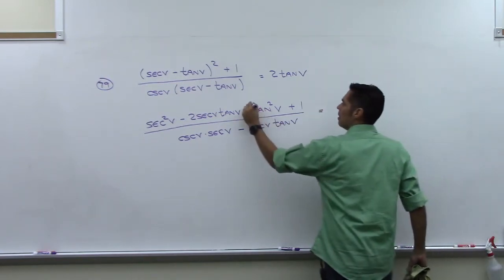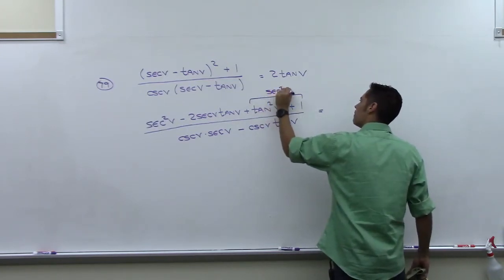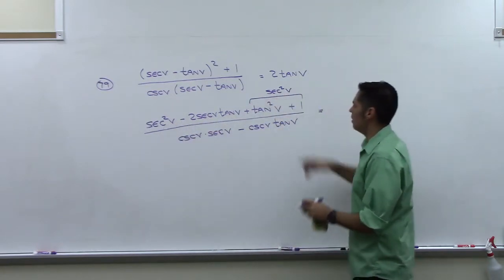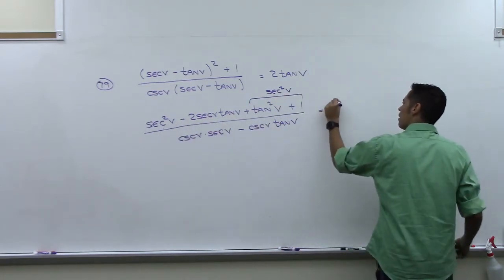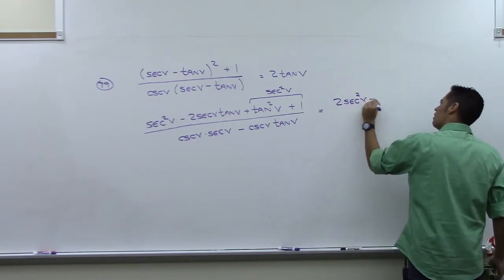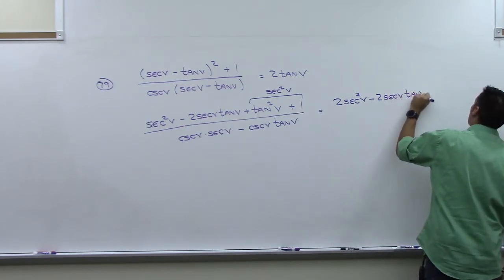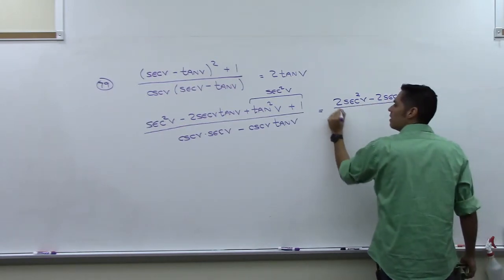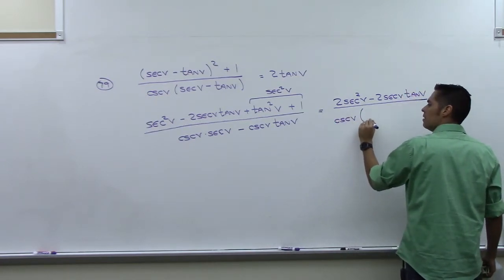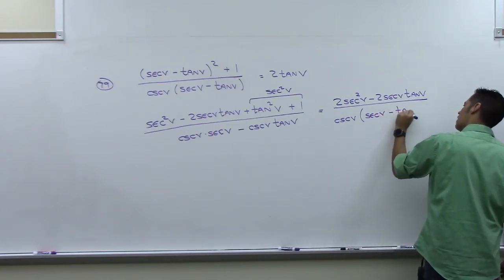I'm seeing something here: tangent squared v plus 1, that's secant squared v. And I already have a secant squared v out front, so this plus this one, because it's addition, that's 2 of them. So I've got 2 secant squared v minus 2 secant v tangent v over, yes, I'm going to pull that thing back out, cosecant v times (secant v minus tangent v).